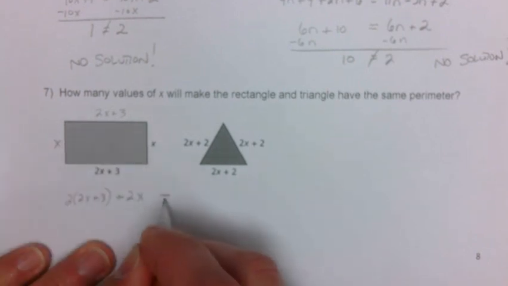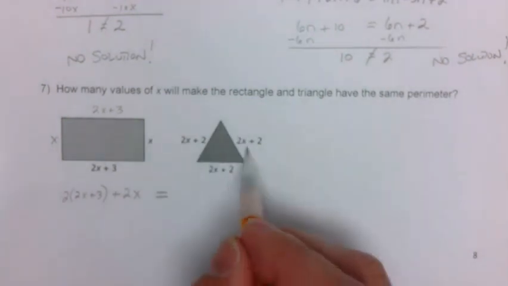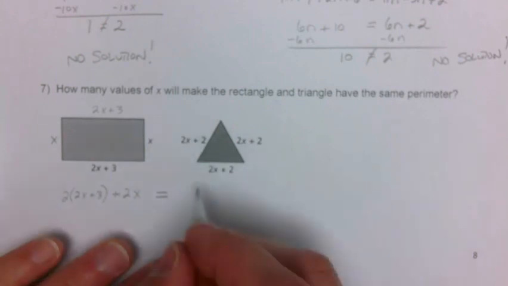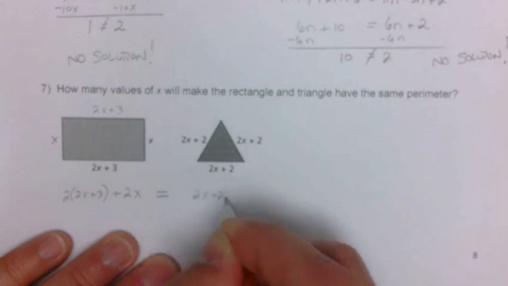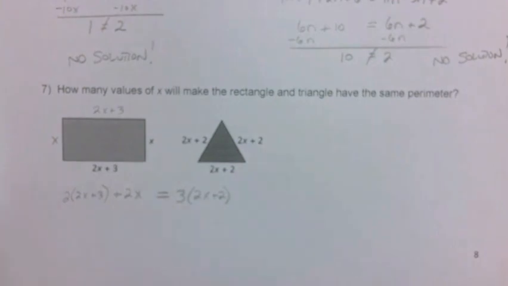We want that to be equal to the perimeter of this triangle. Notice that all 3 sides are 2x plus 2. This is an equilateral triangle. When all sides are the same, I can multiply the length of one side, 2x plus 2. That entire expression I can multiply by 3 because all 3 sides have the same length. So let's see how many solutions of x we can get where these two perimeters will be the same.